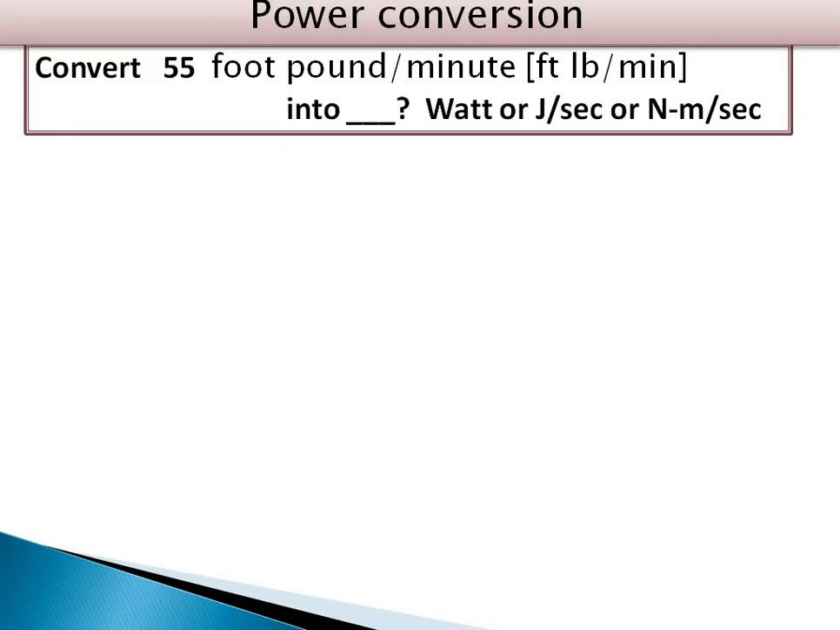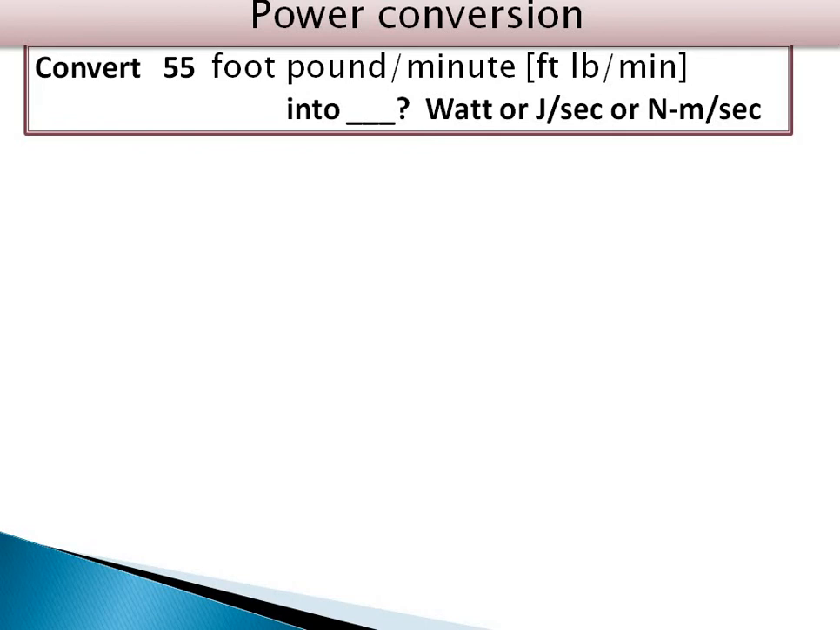Now convert the power of 55 foot pound per minute into watt. See, now here foot is the unit of distance, then next is pound is nothing but unit of weight, and minute is unit of time.